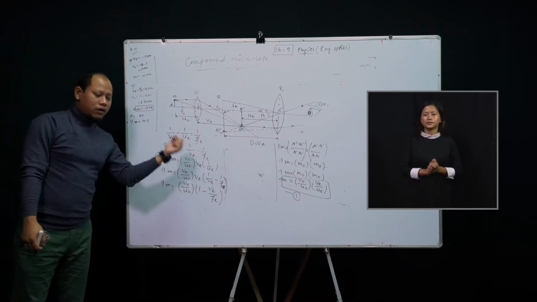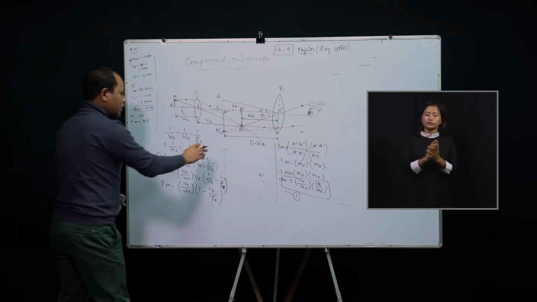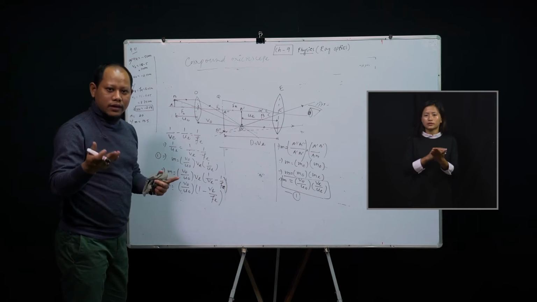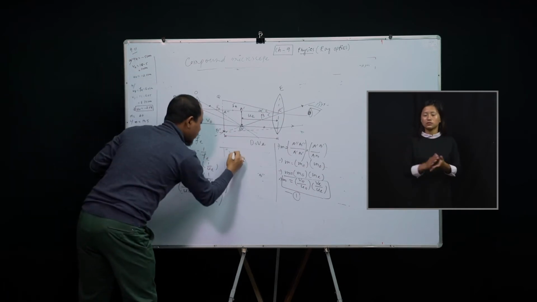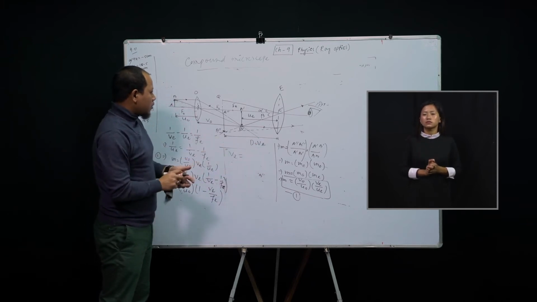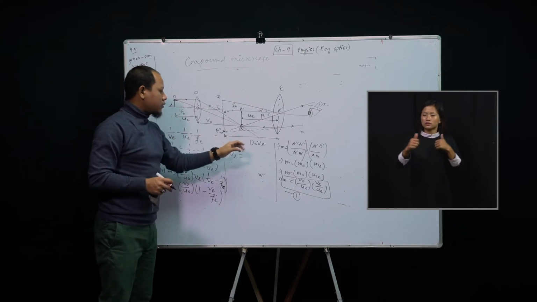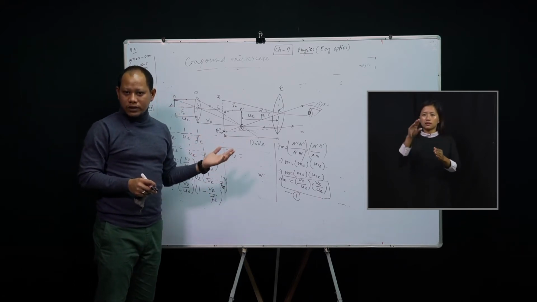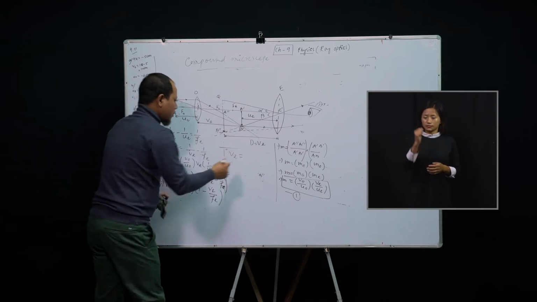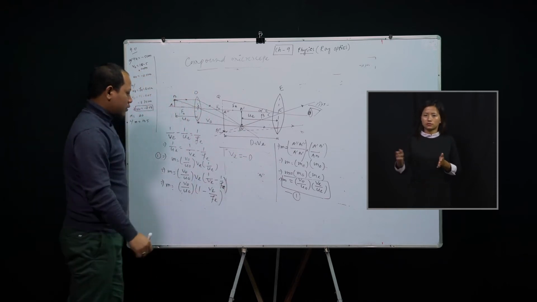Now we'll use our sign convention, the new Cartesian sign convention, and put the value of VE. What is VE? Dear students, we have adjusted the object distance in such a way that the image forms at the least distance of distinct vision. So the final image is at the least distance of distinct vision. So the value will be D, and on this side it is on the negative side, so this is minus D.